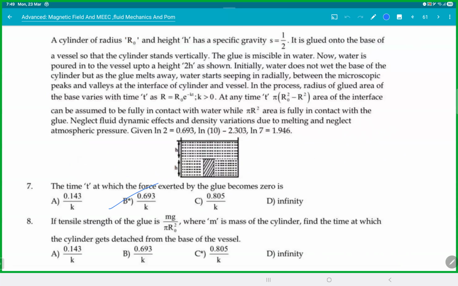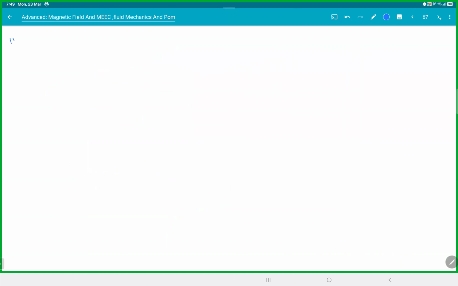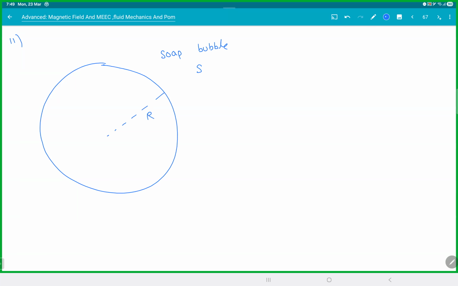Then that's another good one. So you can play like this. You have a glue. In that case, there is no flow. Here, there is a flow. We have a soap bubble. This we did in the class. Surface tension S, radius R. Inside you have a gas. Eta is the coefficient of viscosity.